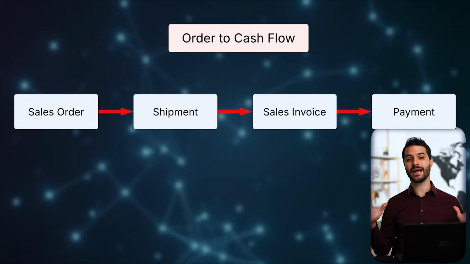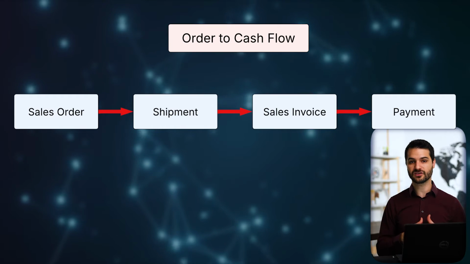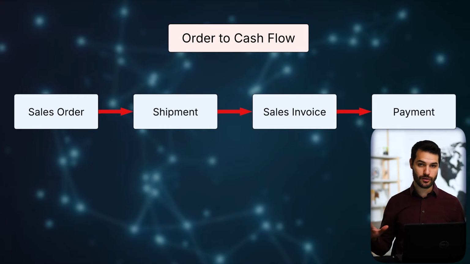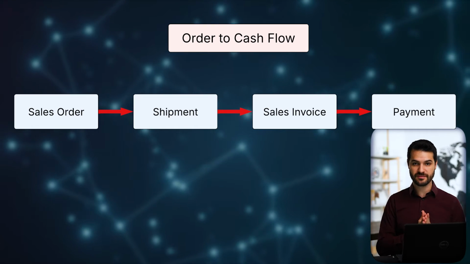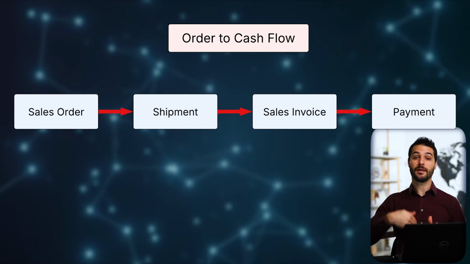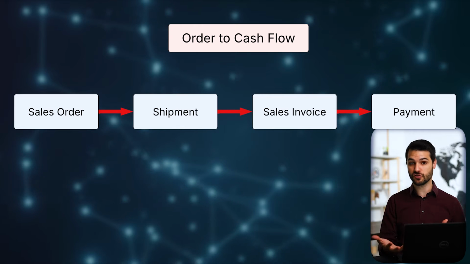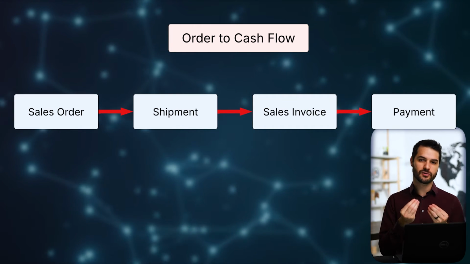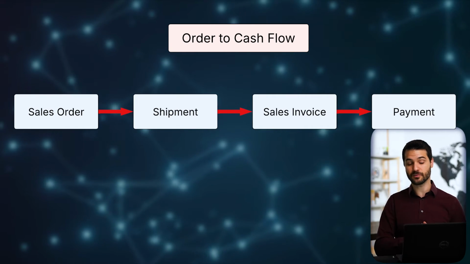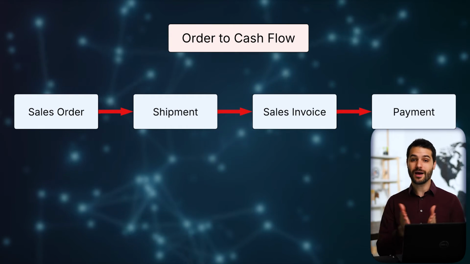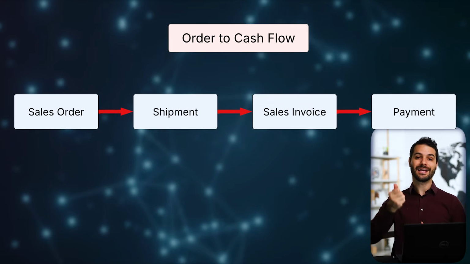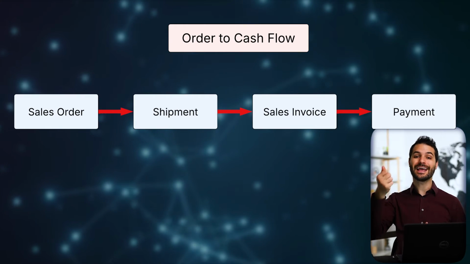And really, if we're looking at this overall order to cash flow, again, this is the generic flow. There are so many different variations that can happen to this flow. You could have an instance where the product that you're delivering is really a service. Thus, there's no physical good that needs to be shipped out to the customer, and you could skip that shipment step altogether.